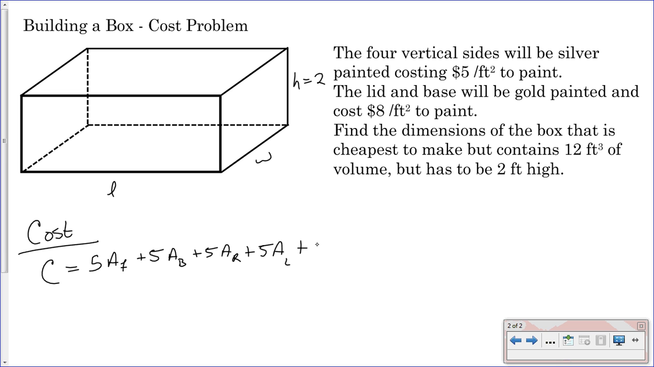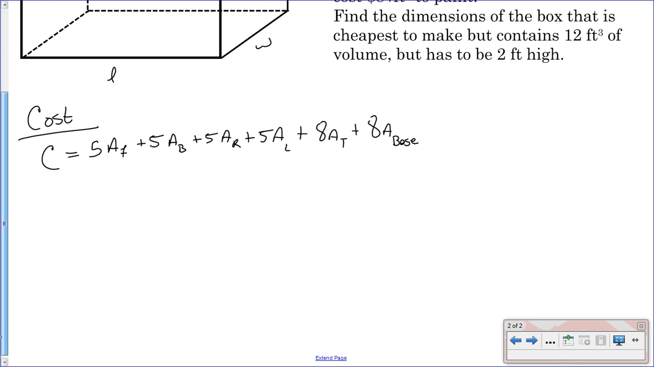Now our top is going to cost $8 times the area of the top, plus $8 times the area of the base. I'll call it base instead of bottom to not confuse it with the back. So here's kind of our generic equation. Now we need to simplify that down into something that's a little more usable.